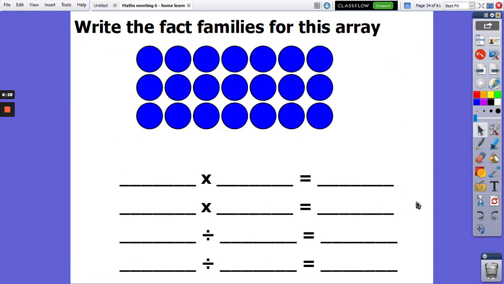Okay, we're going to do fact families now. Fact families for this array. Have a look at that array and work out the 2 multiplication and 2 division calculations that you can make using this array. Off you go.